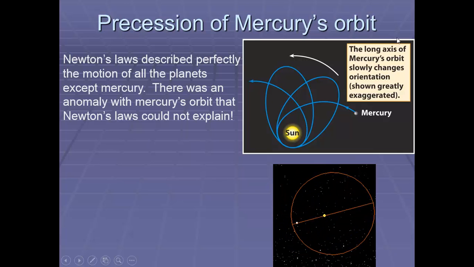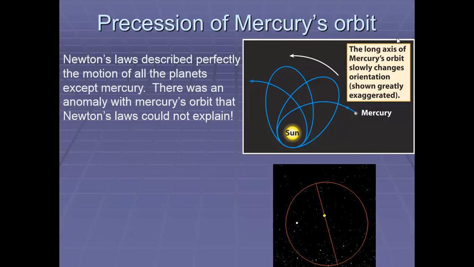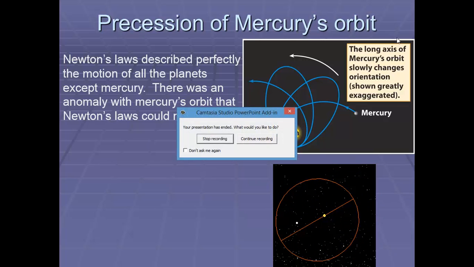Not only that, Newton's laws described perfectly the motion of all the planets except Mercury. Mercury kind of didn't work. There was an anomaly with Mercury's orbit that Newton's laws could not explain. And it had a precession. It kind of seemingly flipped around on itself, which was very difficult to understand.